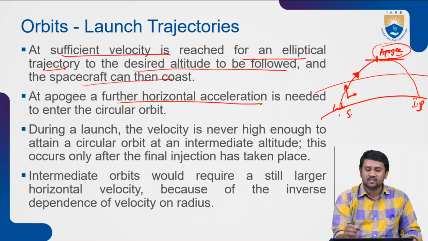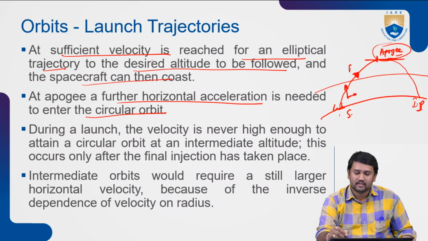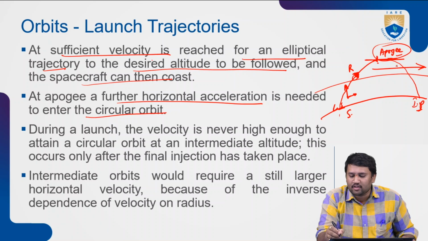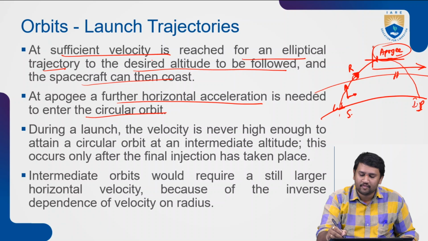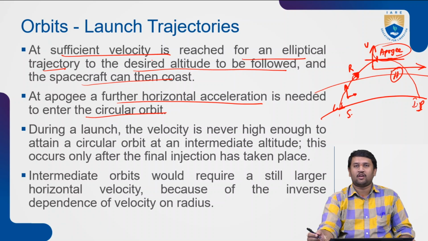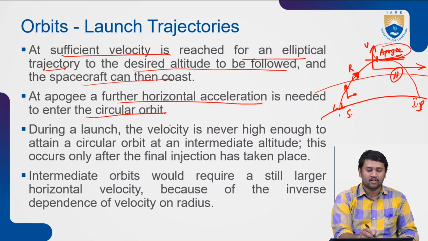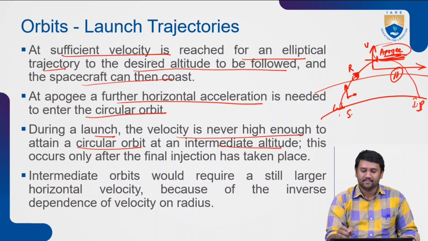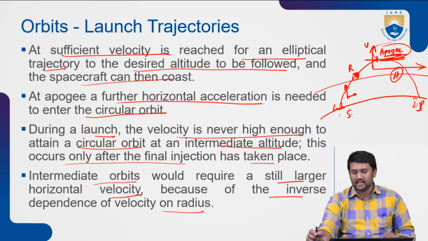At apogee, a further horizontal acceleration is needed to enter a circular orbit. Not only circular, any orbit. So, while the rocket reaches the apogee, what will we do? We will basically reignite those engines to add a significant amount of horizontal component, right? A significant amount of the horizontal component of the velocity is added at the apogee to maintain a circular orbit. And during the launch, the velocity is never high enough to attain a circular orbit, but at an intermediate altitude, which is at the apogee, it only occurs after the final injection has taken place. And intermediate orbits would require a still larger horizontal velocity because of the inverse dependence of velocity on radius.